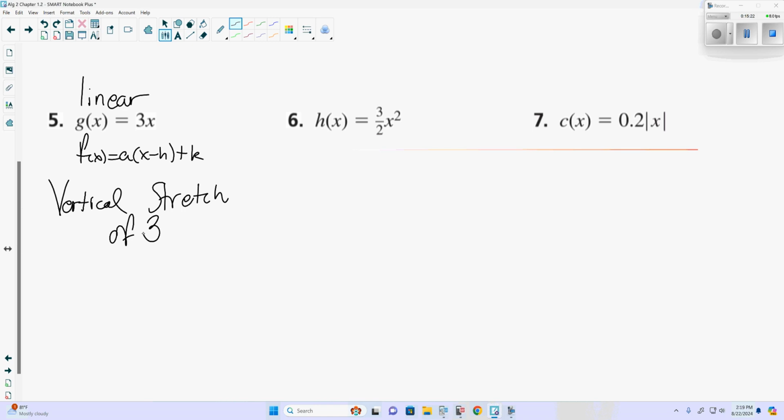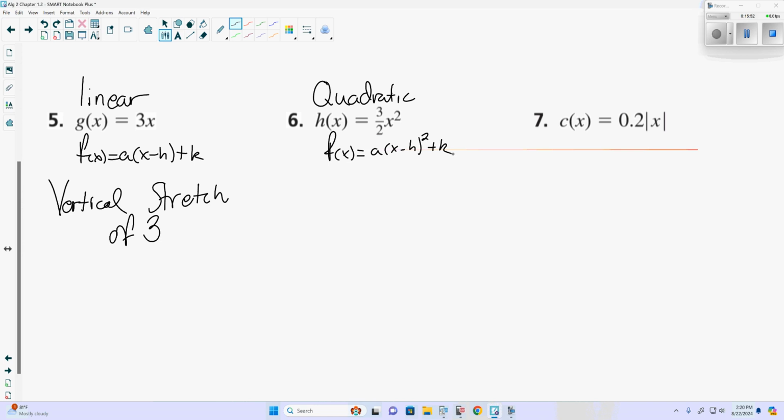So we can look at the next one, which is quadratic. f of x equals a times (x minus h) squared plus k. Well, for this one here, a is a fraction, yes? So it has to be a shrink, right? No. Why not? It's an improper fraction. It's still greater than 1, yes?